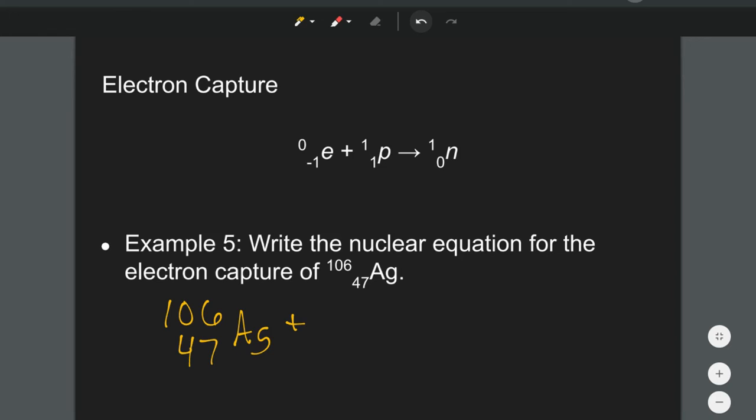And so it takes in an electron, which would be 0, -1 charge. It's going to combine with a proton and become a neutron. And it's going to become element number 46, which is palladium, Pd. And that would still have a mass of 106. Okay, so these are the 5 types of nuclear reactions that we're going to be talking about in our class. Again, how to write them or identify them based on their type. And hopefully this video was helpful. Thank you.